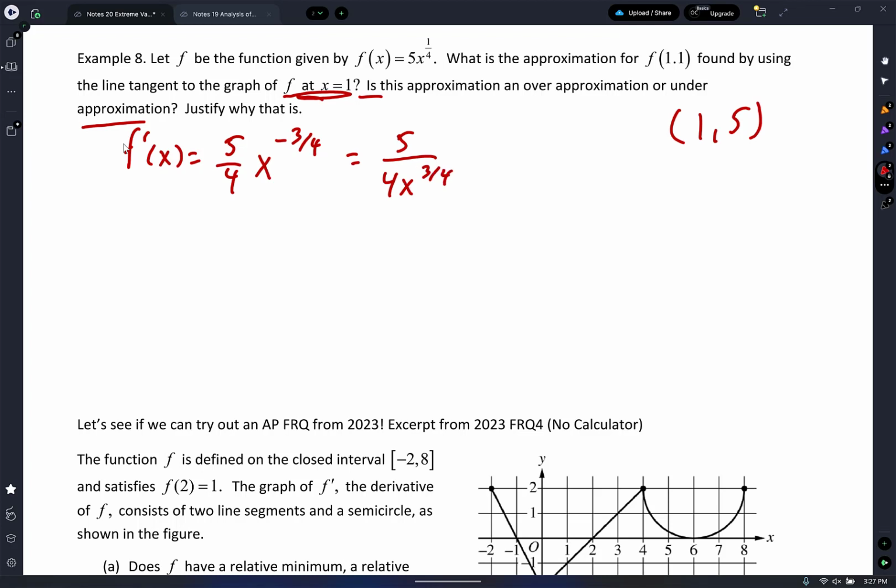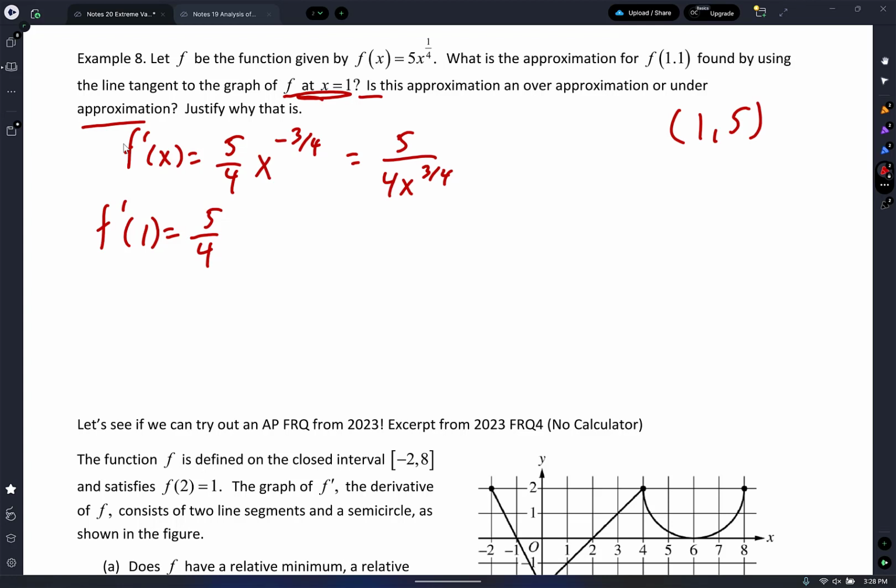Okay. f prime of 1, I plug in a 1. 1 to the 3/4 is always 1. 1 times 5/4 is 5/4, so 5/4 is my slope. Does everyone see how I got the 5/4? Okay. Do you guys even know what I'm doing? Because maybe I didn't even read the question. Okay, let's look at the question.